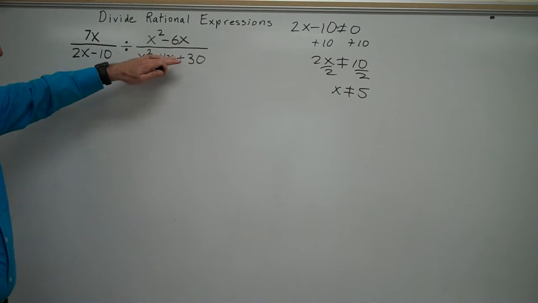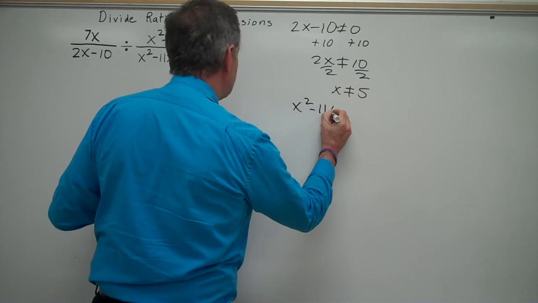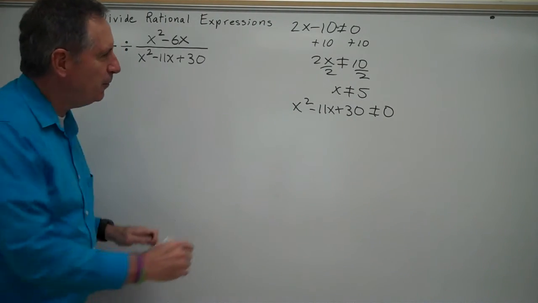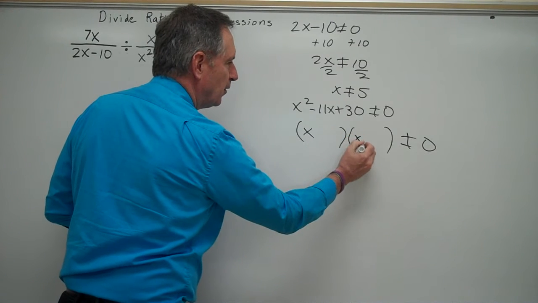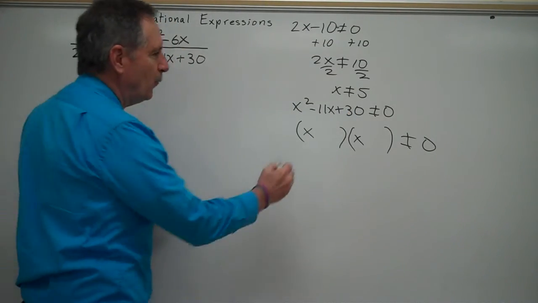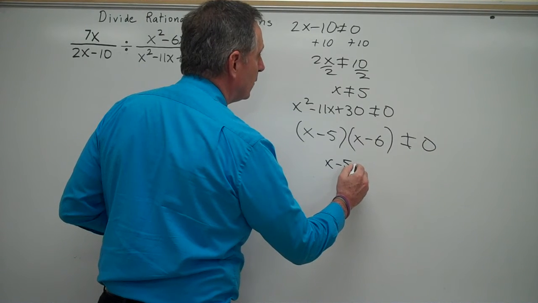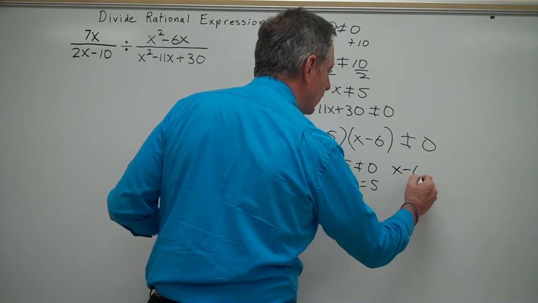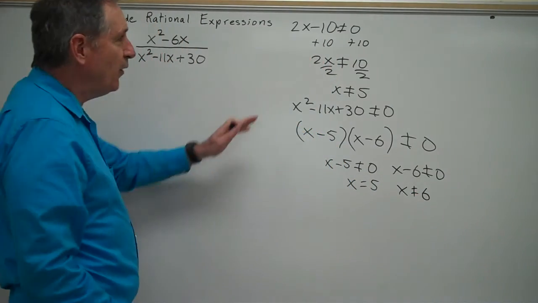Also, we could not have this denominator here equal 0. So we have x squared minus 11x plus 30 cannot equal 0. And to solve this, we can factor, and the factors of x squared are x and x, and then what two numbers add up to negative 11 but multiply together equal 30? That'll be negative 5 and negative 6. So we have x minus 5 cannot equal 0, so x cannot equal 5. And also we have x minus 6 cannot equal 0, and so x cannot equal 6. So these are excluded values we have so far.